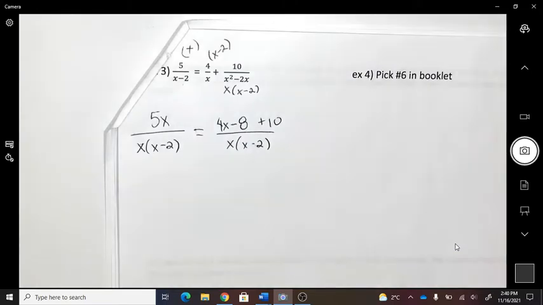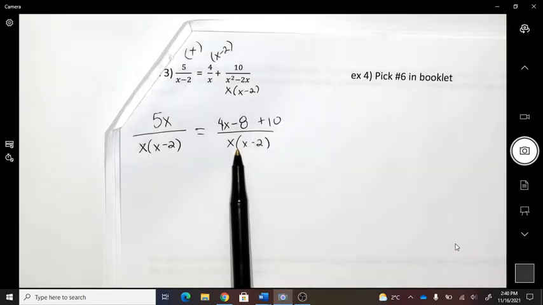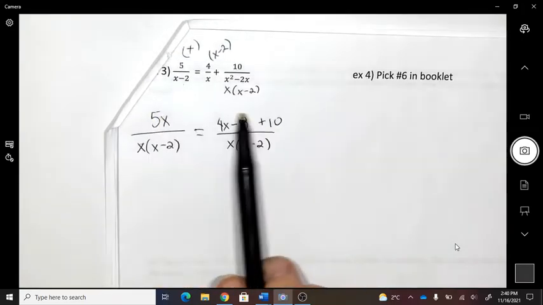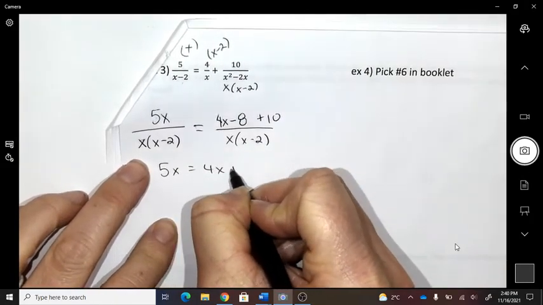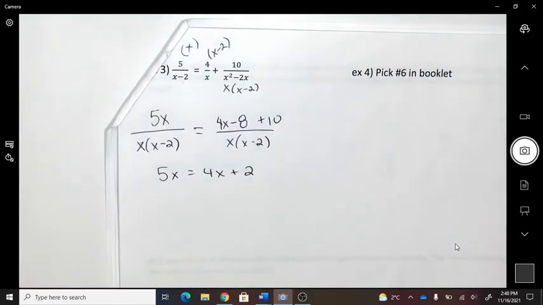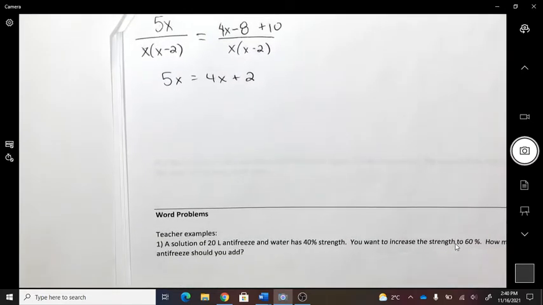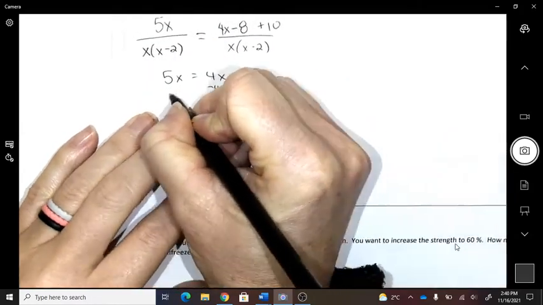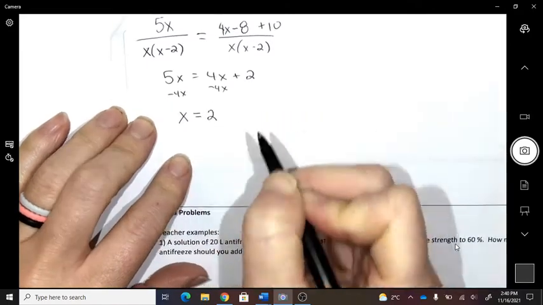A lot of these things are things we've already done. Okay, if this bottom is the same as that bottom, I'm going to not think about them. I'm just going to make the conclusion this top has to equal that top. Okay, so this is an isolation, right? Because we only have a one variable situation. So I'm going to minus a 4x, and I get x equals 2.